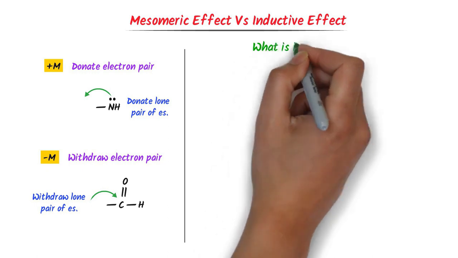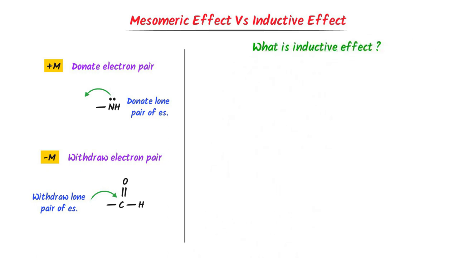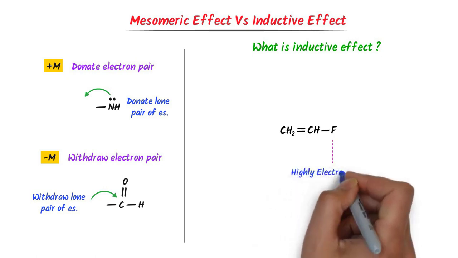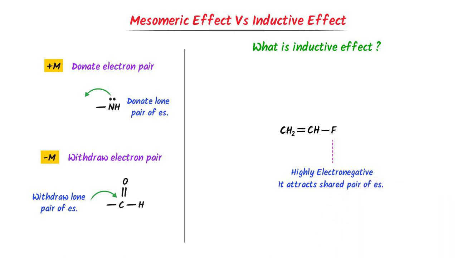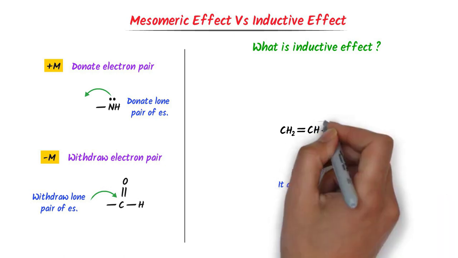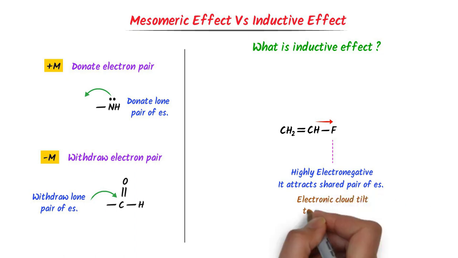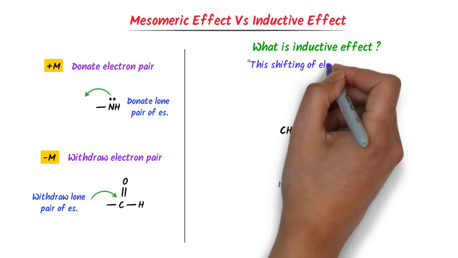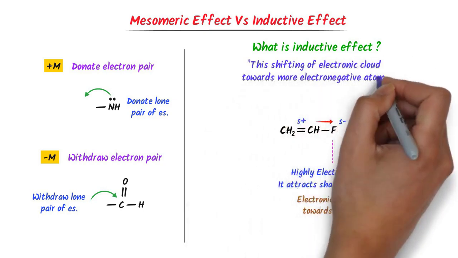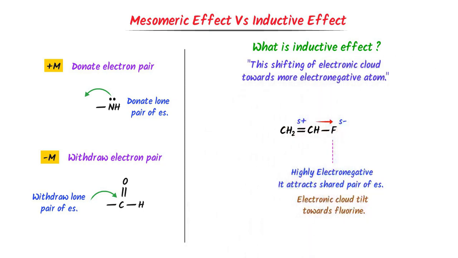Now what about inductive effect? Well, consider this organic compound. We know that fluorine is a highly electronegative atom. It will attract the shared pair of electrons towards itself. As a result of this, the electronic cloud tilts more towards fluorine. Hence, partial negative charge appears on fluorine and partial positive charge appears on this group. This shifting of electronic cloud towards fluorine due to electronegativity is known as inductive effect.